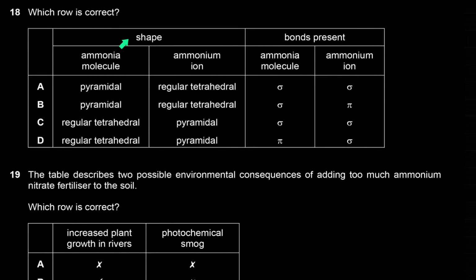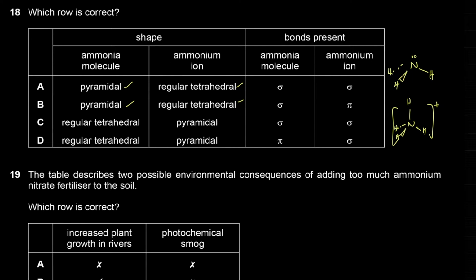Which row is correct? What's the shape of an ammonia molecule and an ammonium ion? And the bonds present in an ammonia molecule and an ammonium ion. So what's the shape of an ammonia molecule? Is it pyramidal or tetrahedral? Ammonia has a pyramidal shape. And what's the shape of an ammonium ion? Ammonium has a tetrahedral shape. It's a regular tetrahedron. This is the ammonium ion.